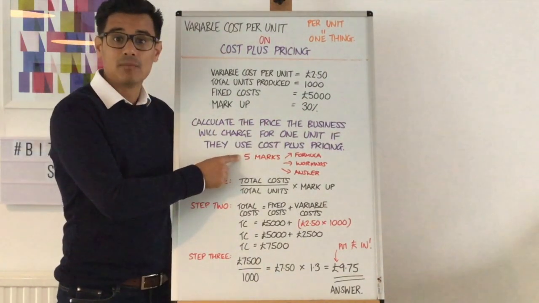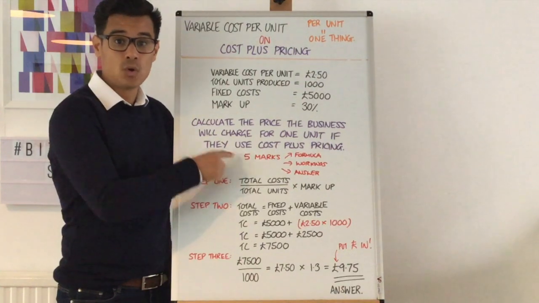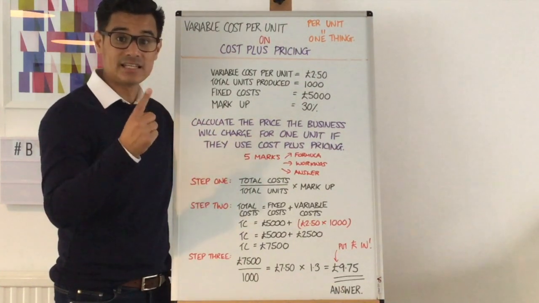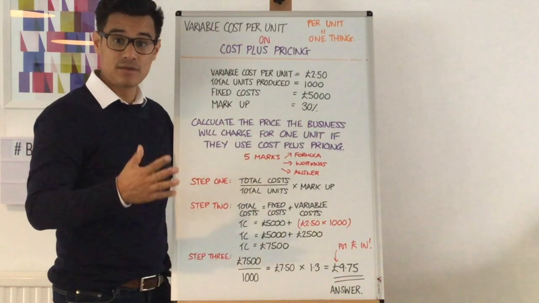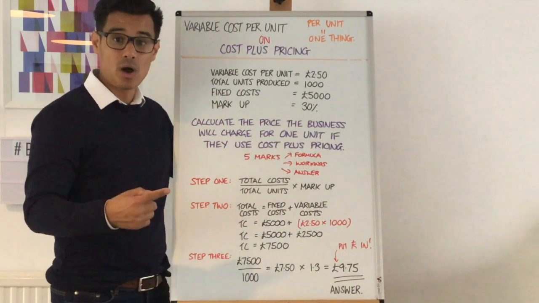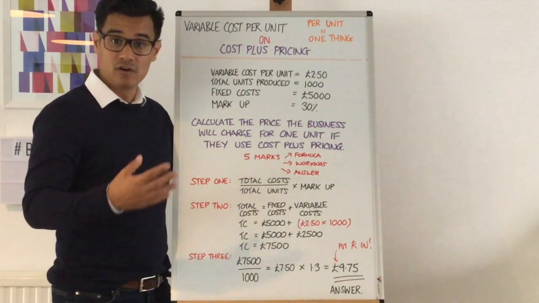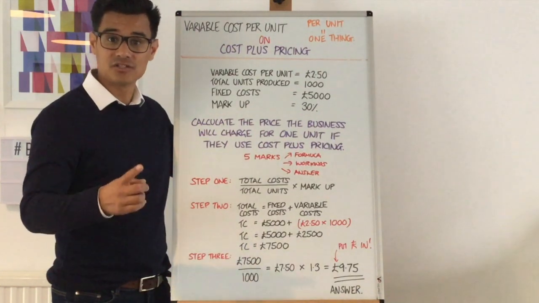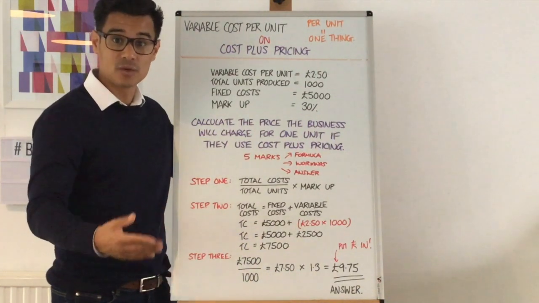It's likely to come for 5 marks. 1 mark will be for just getting the formula correct, 3 marks for your working, and 1 mark for your final answer, and your final answer with the correct units on top of it.